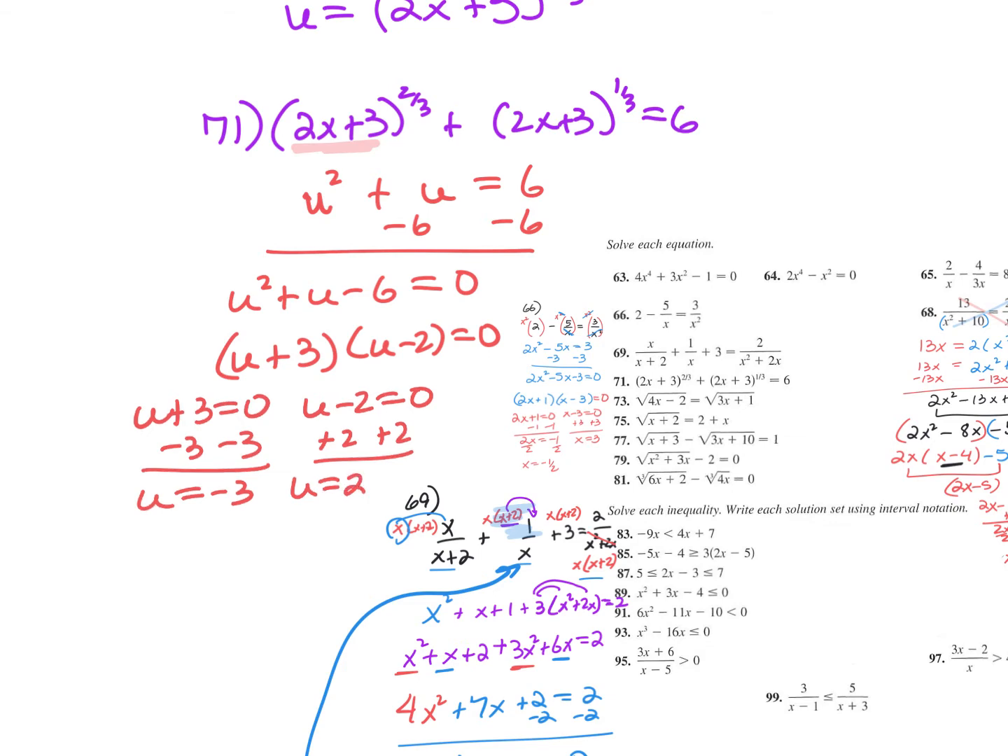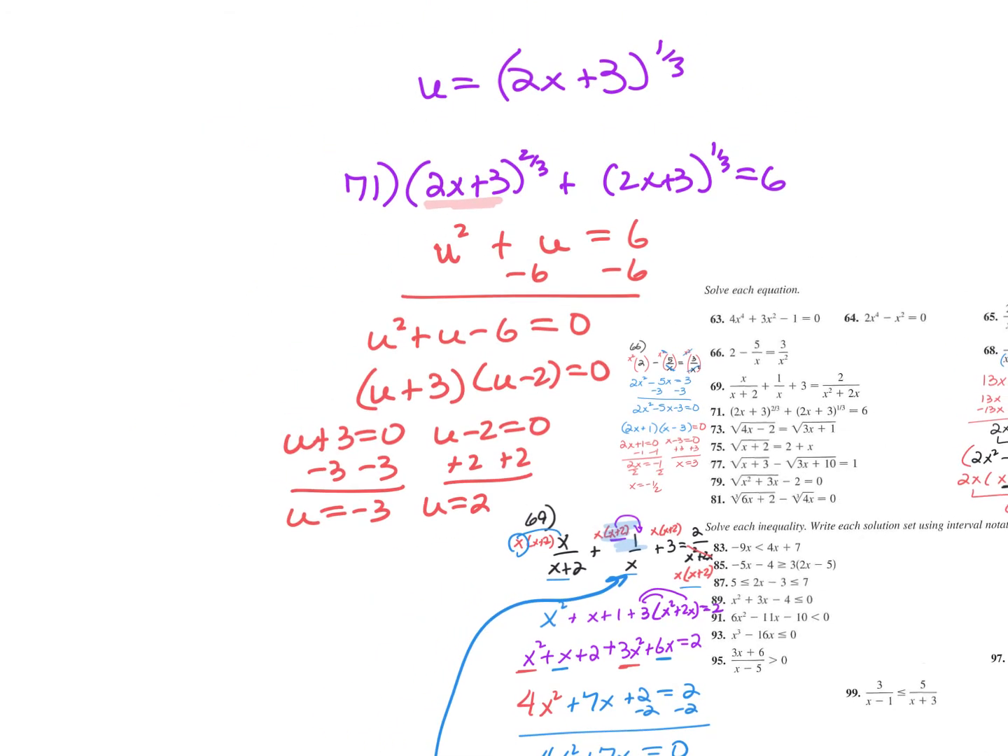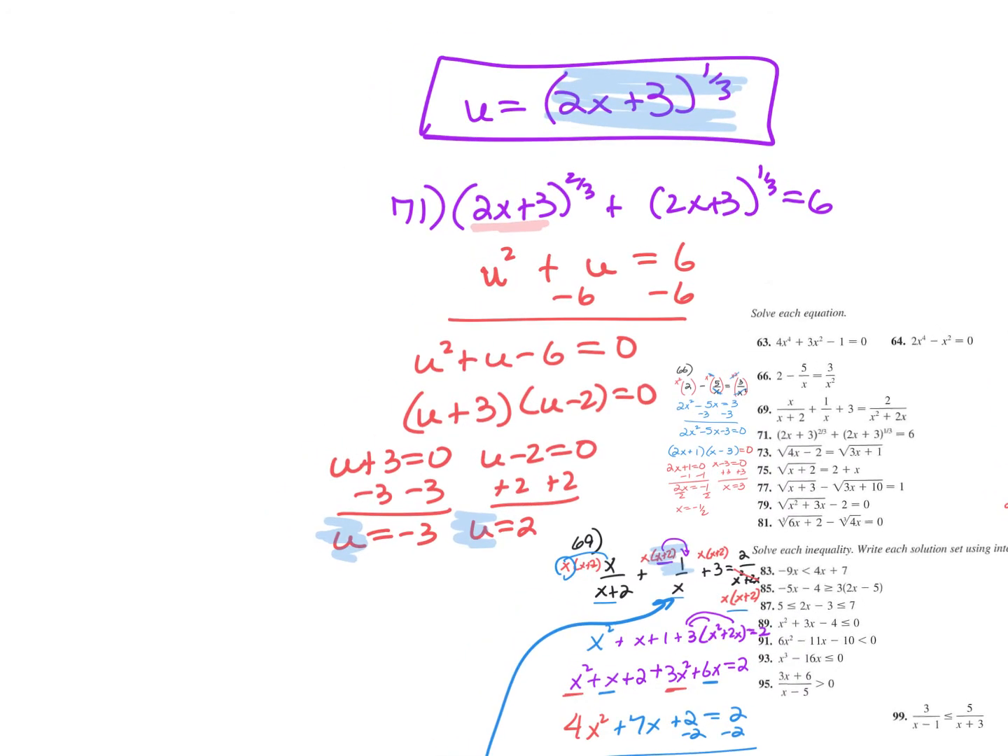So now what I need to do is take what I had originally set u equal to, and I'm going to replace this right here for this u and this u. Let me come up here next to it. So I'm going to do 2x plus 3 raised to the 1/3 power is equal to -3. I'm going to do this one first.